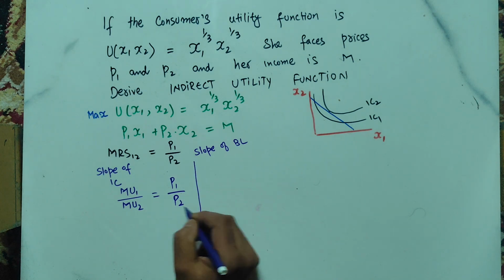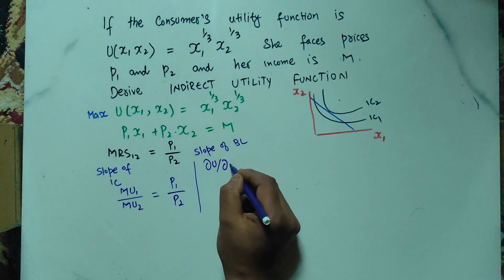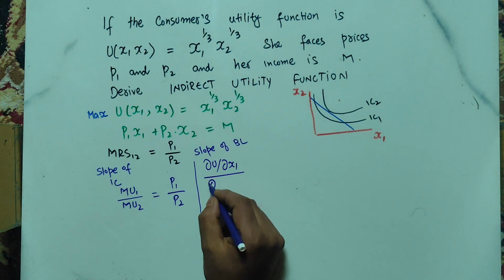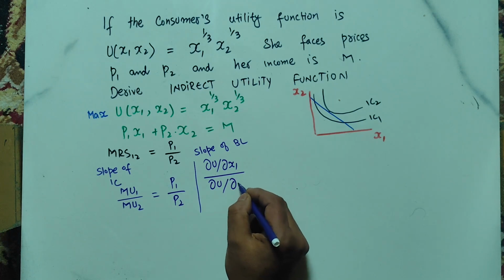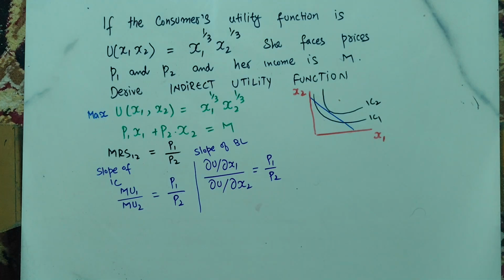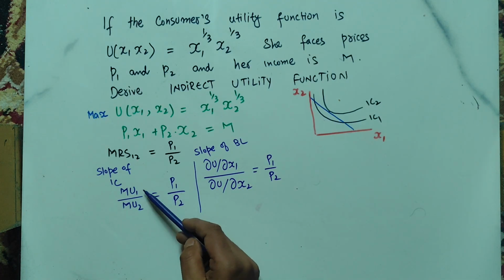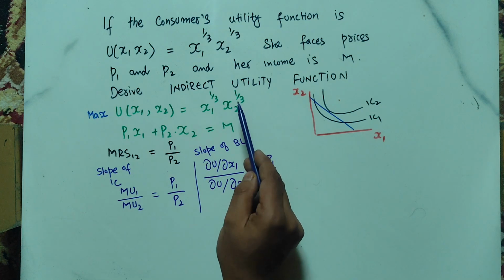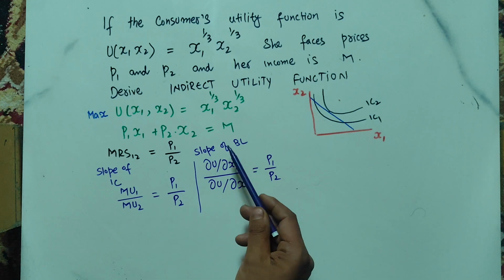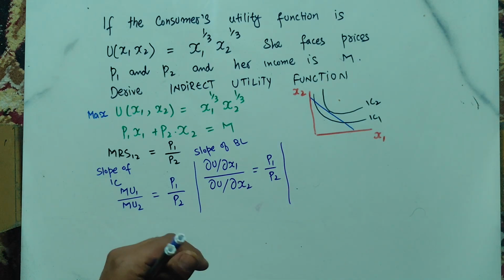Now marginal utility of good 1 is simply the change in the utility due to the change in the consumption of good 1. Likewise, marginal utility of good 2 means the change in the utility due to the change in the consumption of good x2, and the ratio should be equal to P1 upon P2. Mathematically, marginal utility of good 1 is the partial derivative of the utility function with respect to good x1, and marginal utility of good x2 is the partial derivative of the utility function with respect to good x2. Having said that, now let us find these partials here.